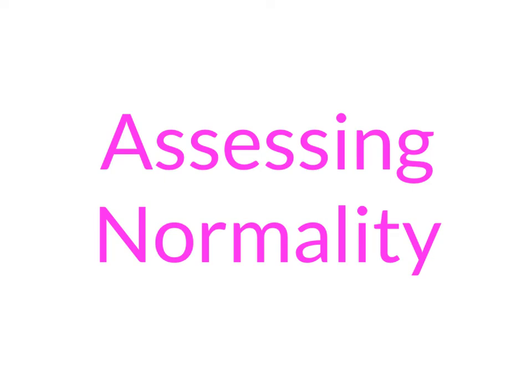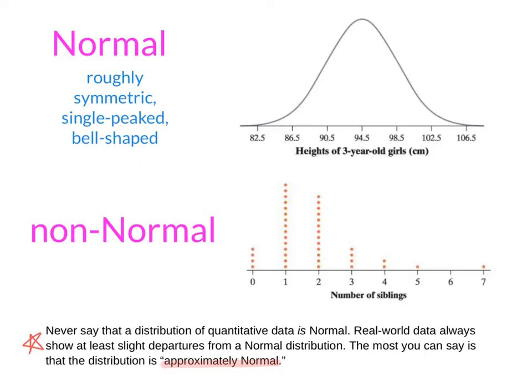In this video, we're going to talk about assessing normality. So remember, a normally distributed graph is roughly symmetric, single-peaked, and bell-shaped. And anything that's not normal is called non-normal. Fancy that. So this dot plot is not normal. It's not really bell-shaped. It's single-peaked, but it's definitely not symmetric because we've got this tail over here. So anything that's skewed is non-normal.